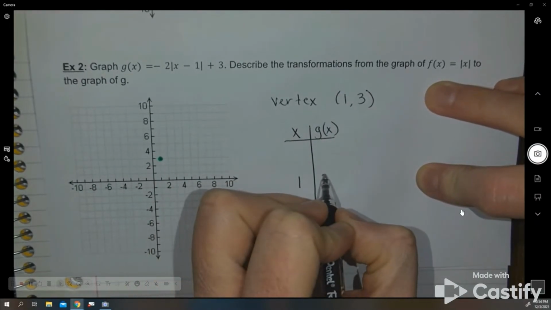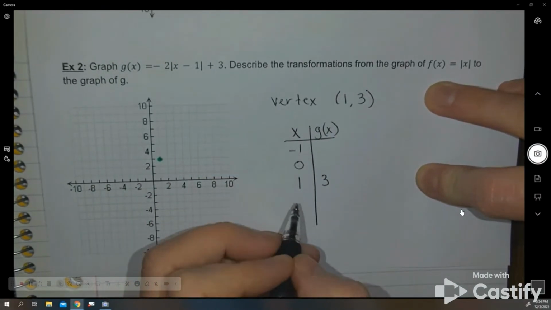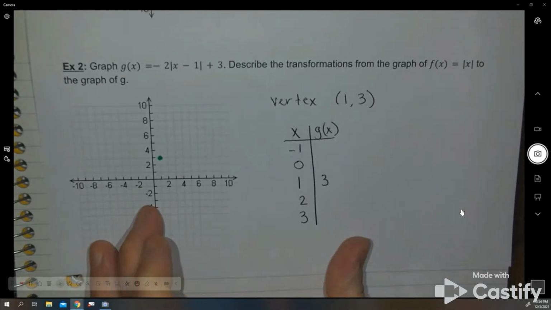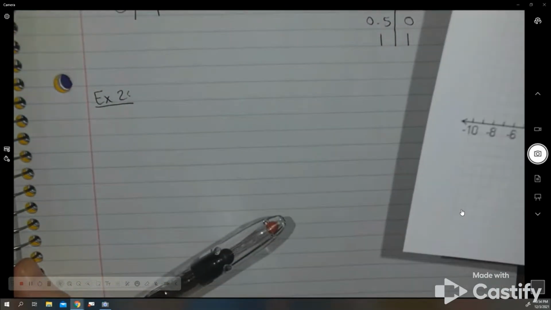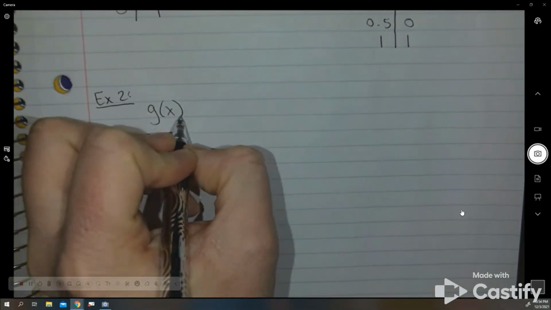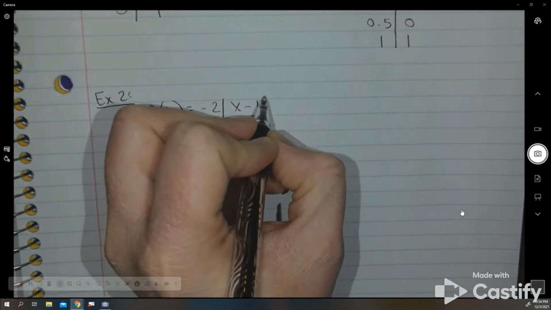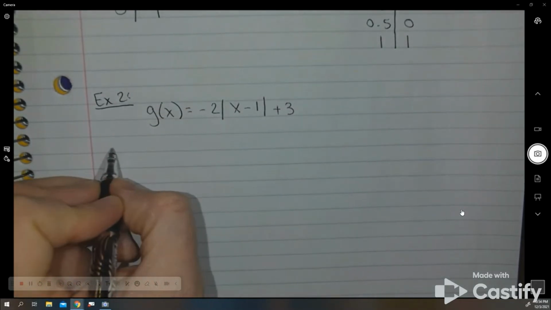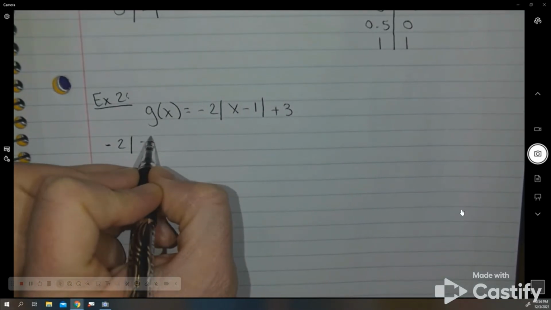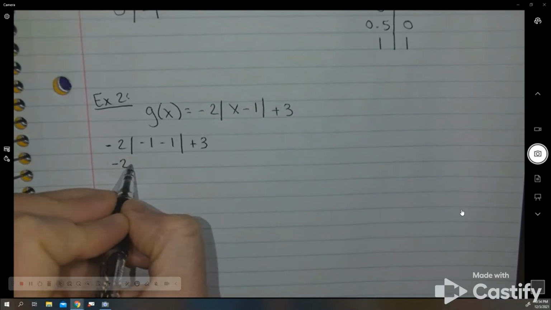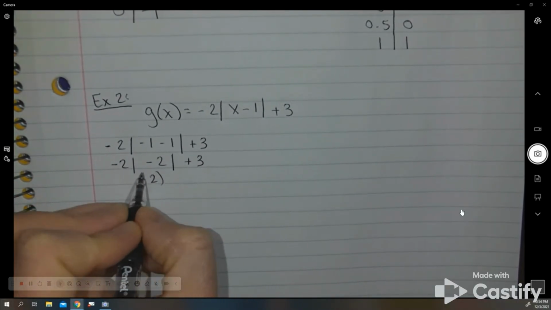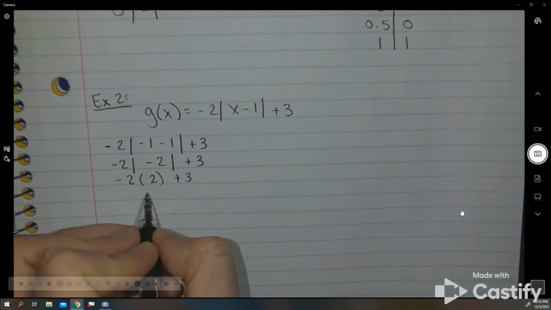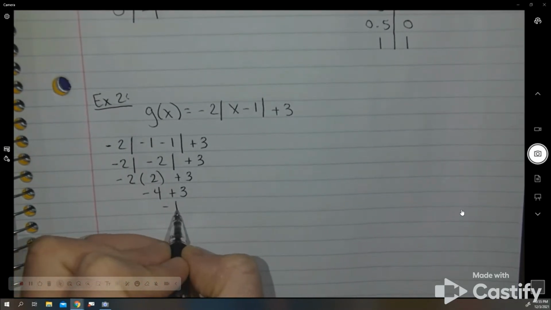So if my vertex is (1, 3), I know that I want to do a couple numbers below it. So I'm going to do 0 and -1, and I want to go a couple numbers above. So we'll do 2 and 3. All right, so let's write these down real quick. We have the function g of x equals -2 times the absolute value of x minus 1 plus 3. So we're going to plug in -1 first. So we've got -2 times the absolute value of -1 minus 1 plus 3. So we have -1 minus 1 is -2. The absolute value of -2 is 2. -2 times 2 is -4 plus 3 gives us -1.